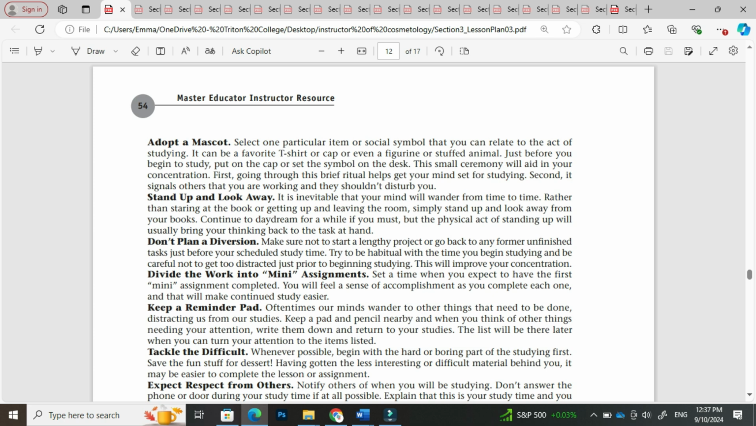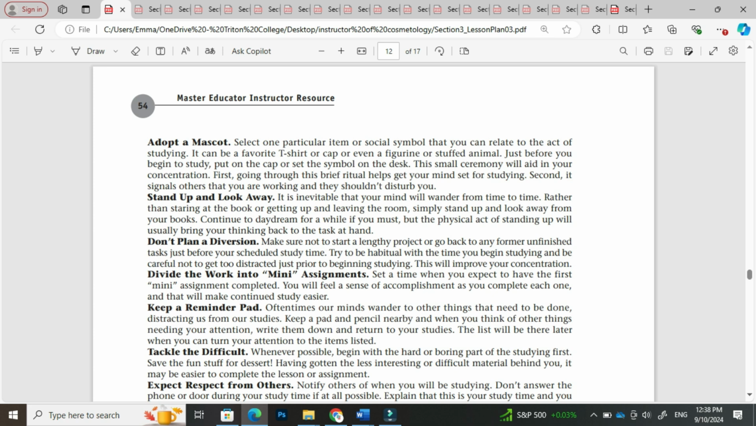Stand up and look away. It is inevitable that your mind will wander from time to time. Rather than staring at the wall or getting up and leaving the room, simply stand up and look away from your books. Continue to daydream for a while if you must. But the physical act of standing up will usually bring your thinking back to the task at hand.